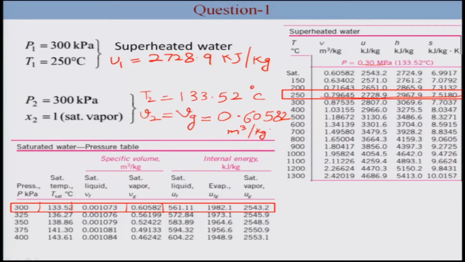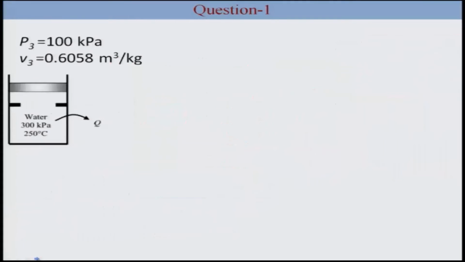Next, it is said that the piston rests on the stops. It means that the volume of the piston cylinder device is not changing and pressure is now decreasing. So, pressure reduces to 100 kilopascal and the specific volume is constant because mass is not changing and overall volume is not changing. So, v3 is the same as v2.